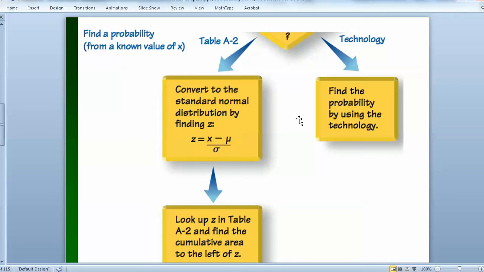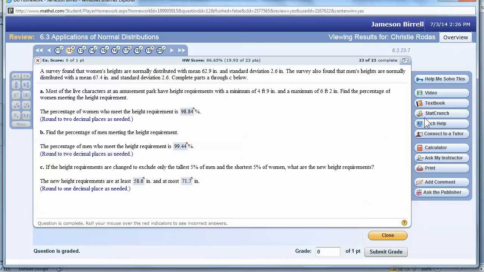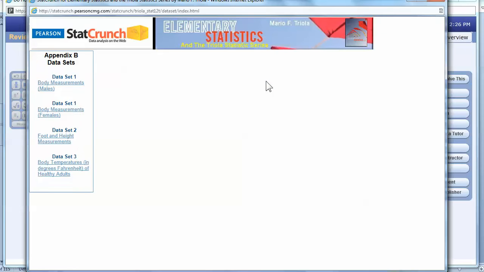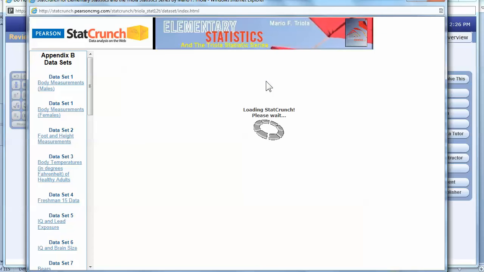We can find the probability using technology. If we weren't, we could use the conversion, go to the table, and so on. So I'm going to use StatCrunch since that now has this great ability to find in-between values, and that is what we need for this problem. The height is in between 4 feet 9 inches and 6 feet 2 inches.